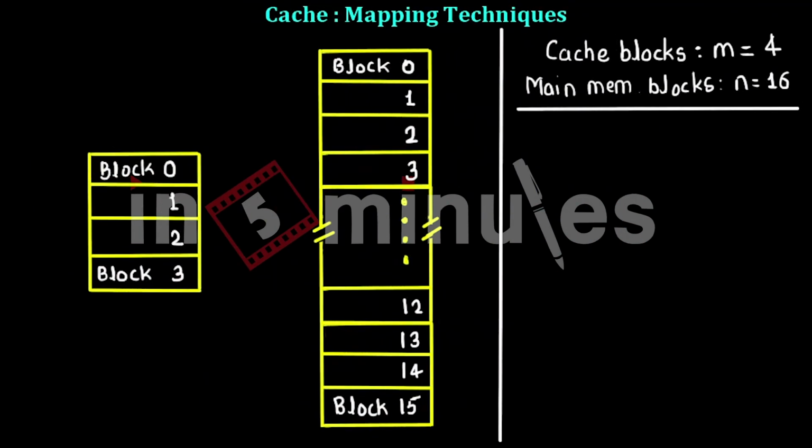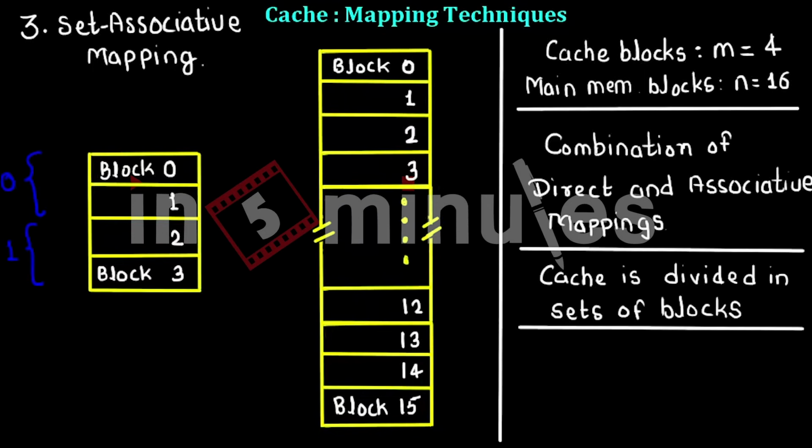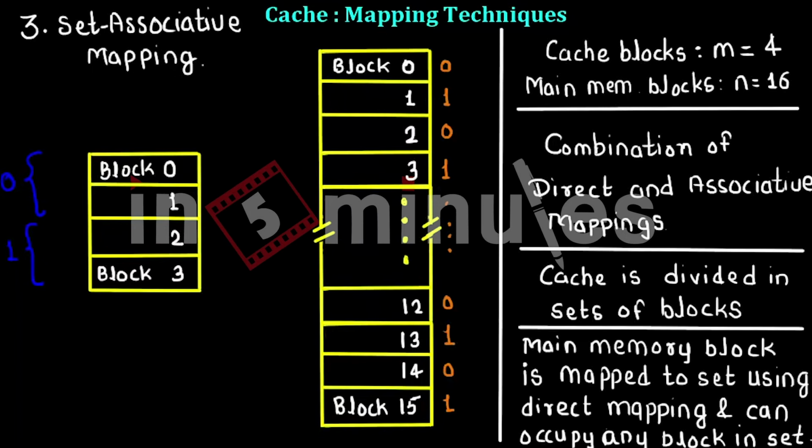So now we are going to see a mapping technique which combines the properties and features of direct mapping as well as associative mapping, and also combines their advantages together. So this is called set associative mapping. Now in this mapping, the cache is divided into sets of blocks. So here you can see the cache of 4 blocks is divided into 2 sets containing 2 blocks each. The main memory block is mapped to the set using direct mapping, and it can occupy any block inside that particular set. For example, block 1 is mapped to set 1.